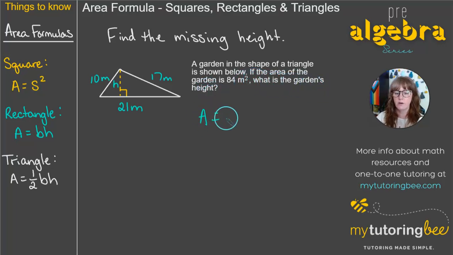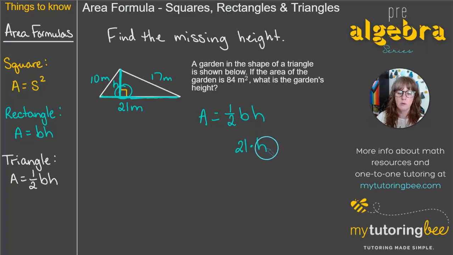Okay, let's just write out our formula. A equals 1/2 BH. Okay, what pieces of the puzzle do we have? What do we know? Well, we know that the base is 21 meters, right? There's that 90-degree angle. So that means that this length and this length are perpendicular to each other. So we know that our base is 21.